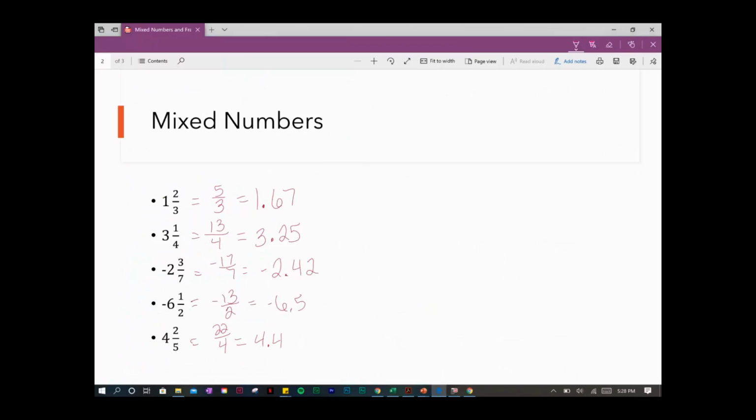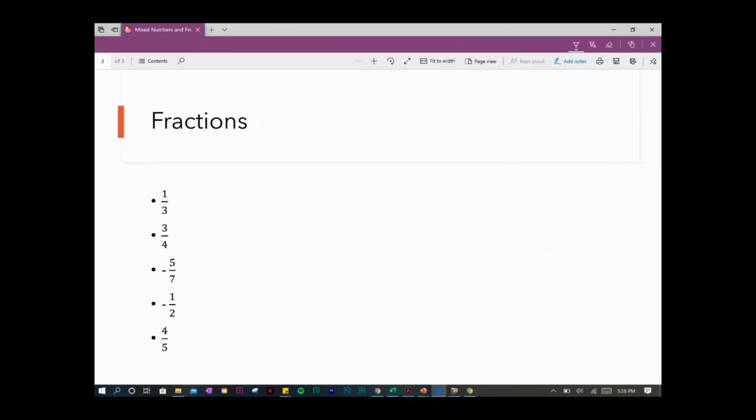4.4. So again, you're going to hit the second button, then the button that has the n over d, and then type in the number, enter, and then if you need to get it to a decimal, you're going to use the toggle button there to get it to a decimal. So that's how we type in our mixed numbers on our calculator.